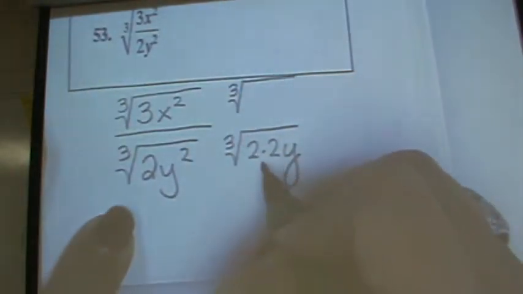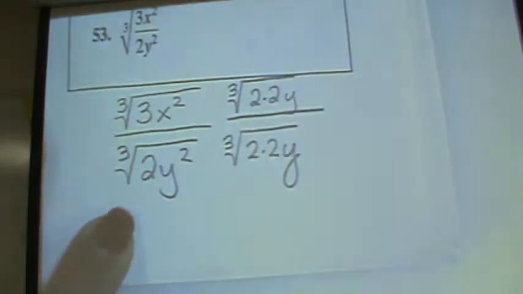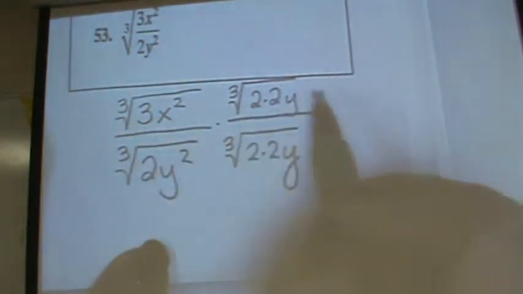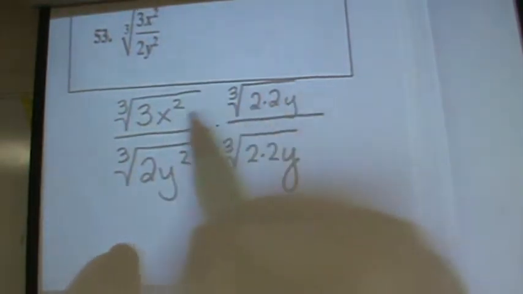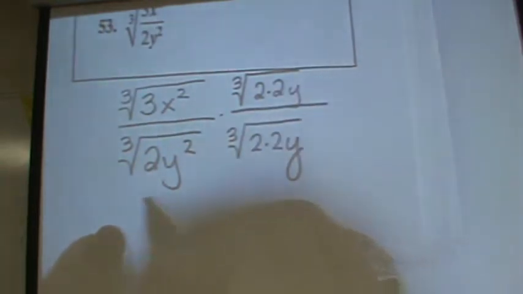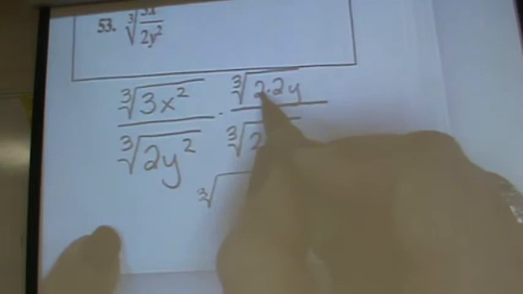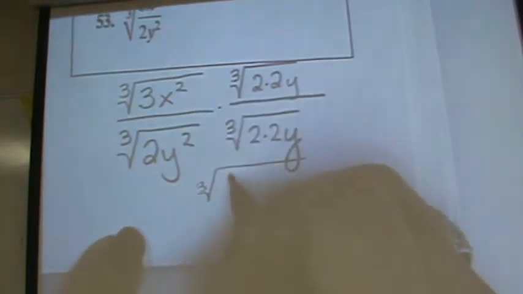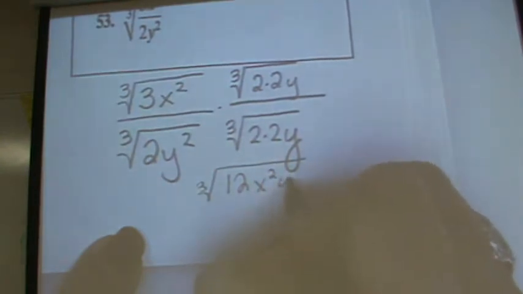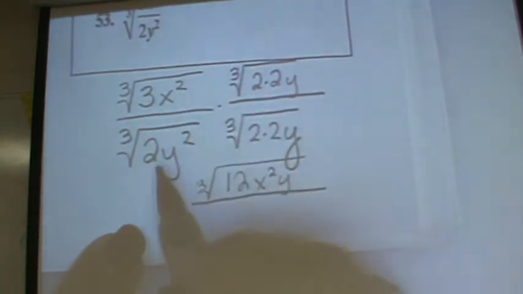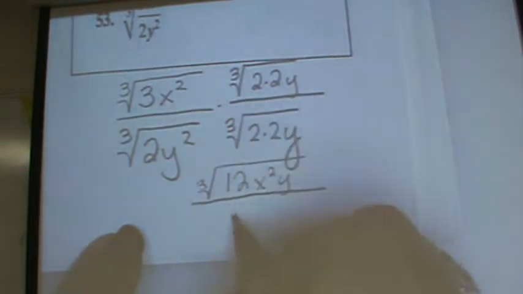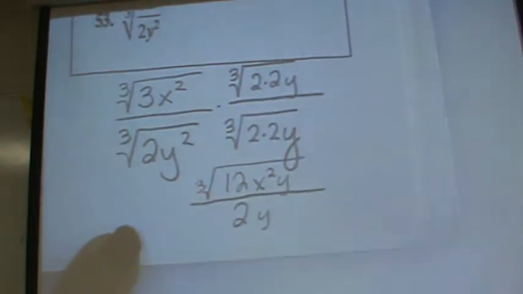So whatever you do to the bottom, you have to do to the top to make it fair. So now we're just going to do the multiplication going across. So underneath the cube root at the top, this is going to be your numerator, you're going to have 3 times 2 times 2. Well, 4 times 3 is 12. And then you're just going to have x squared y. And at the bottom, you've got your 2 and you've got your y. And you're done.